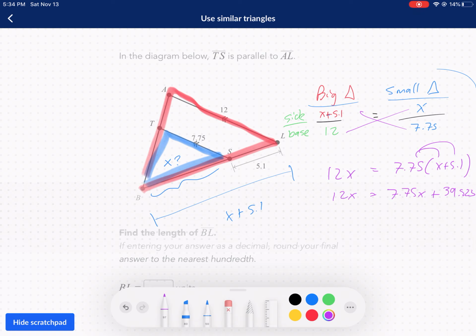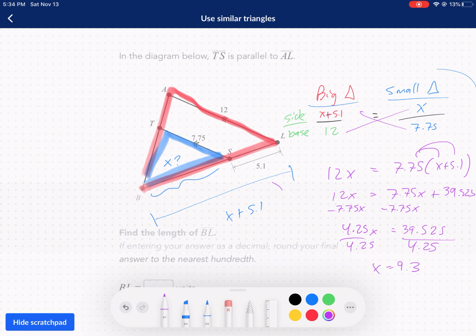Now, I need to get my x's together, so I'm going to subtract 7.75x from both sides, and that gives me, what is that, 4.25? I didn't use the calculator. 4.25, yes, equals 39.525. So I need to do 39.525 divided by 4.25. That's a mouthful. And I get 9.3. So x equals 9.3.